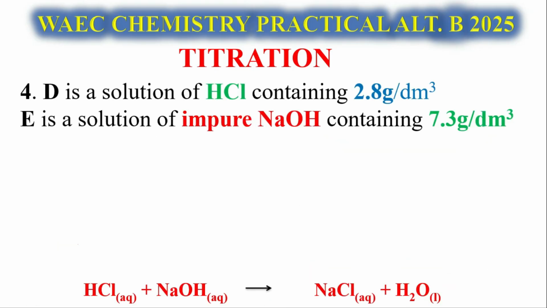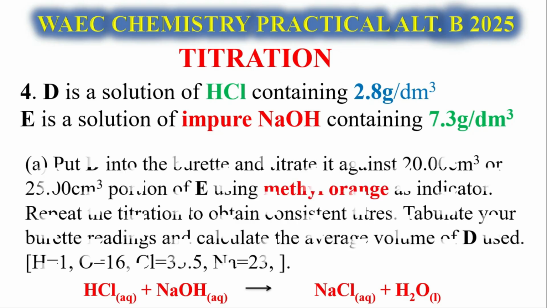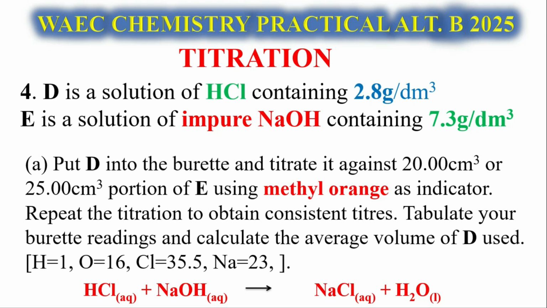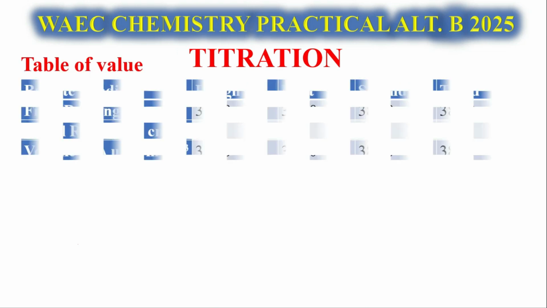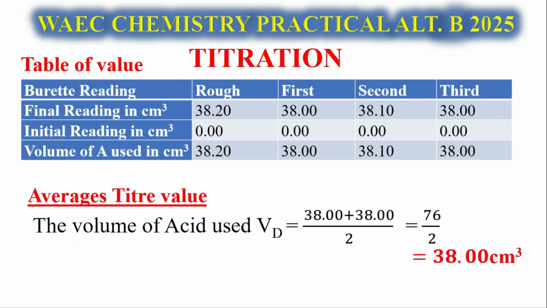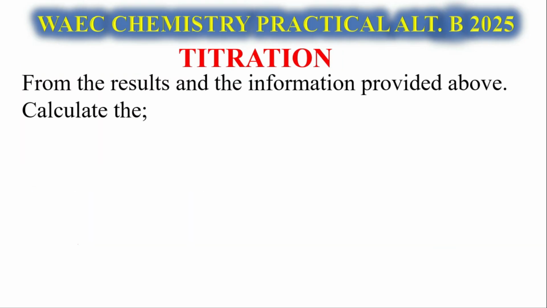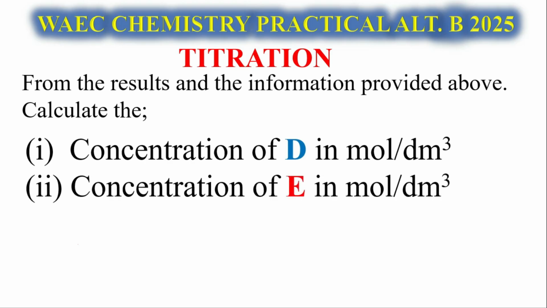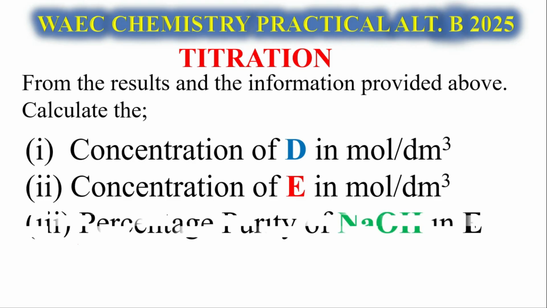Let's quickly go to question number 4. D is a solution of hydrochloric acid containing 2.8 gram per dm³. E is a solution of an impure sodium hydroxide containing 7.3 gram per dm³. Put D into the burette, then the same process, then you have your titration table. Then we have a final volume of acid to be 23.8 cm³. So let's look at the likely questions. From the result and the information provided above, calculate the concentration of D in mole per dm³, the concentration of E in mole per dm³, and the percentage purity of sodium hydroxide in the base.